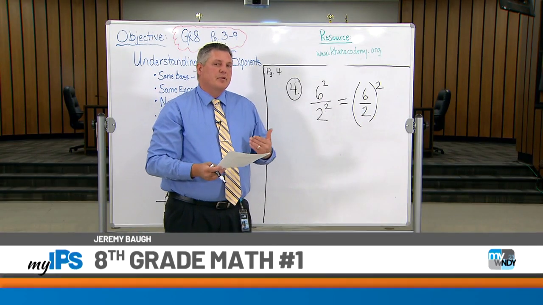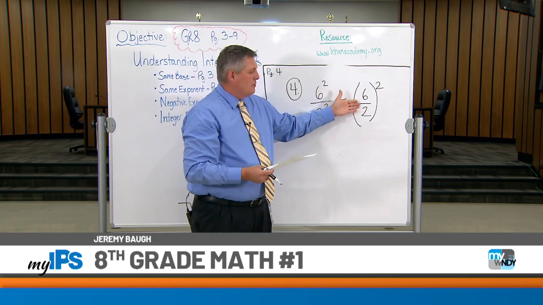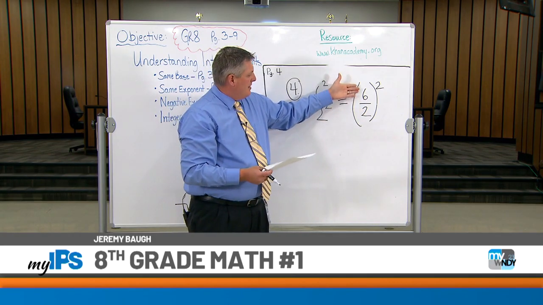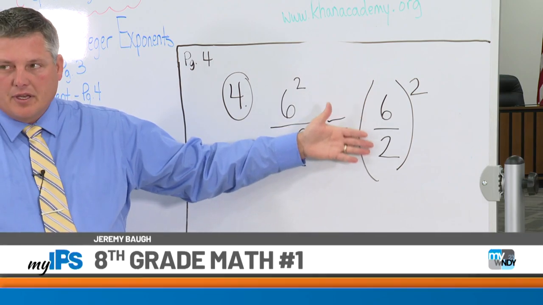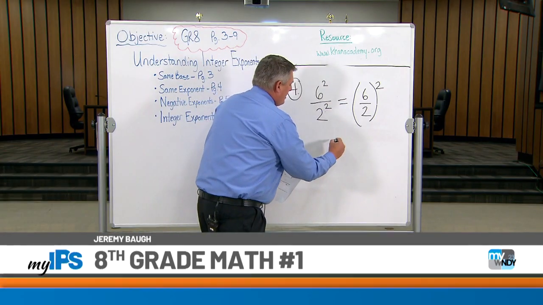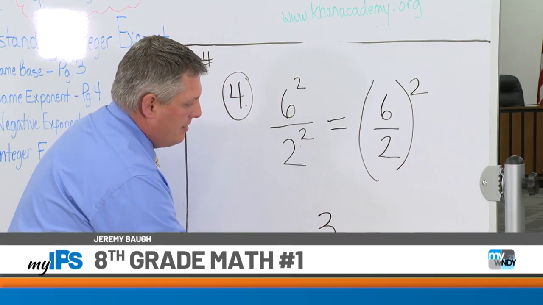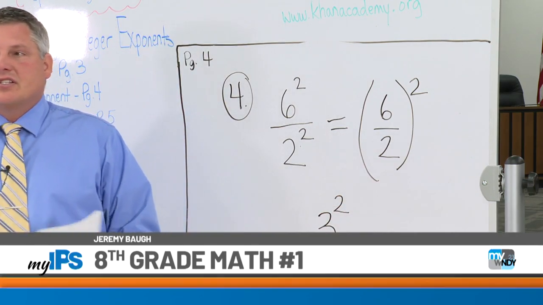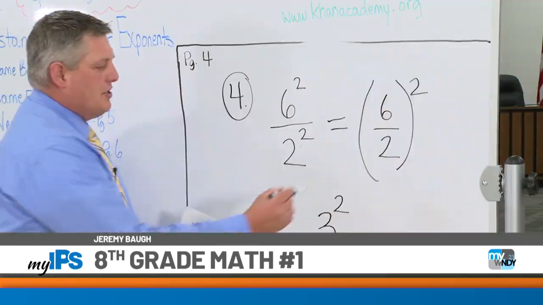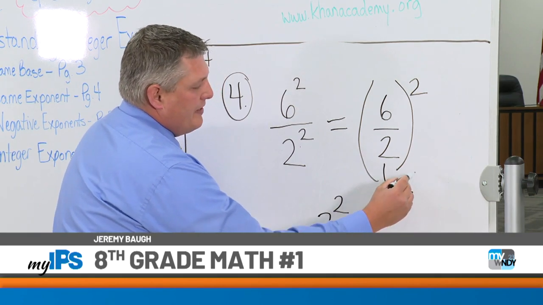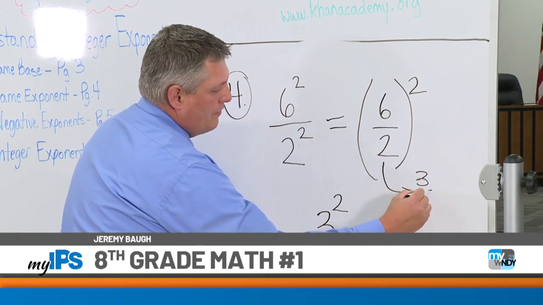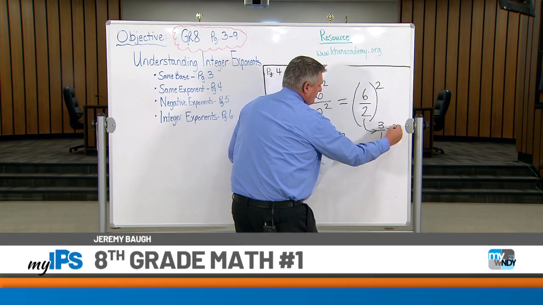But we could keep simplifying this because we know that 2 goes into 6 3 times, and that would be 3 over 1 if we did the same thing on both sides. And so we end up with 3 to the power of 2. And just in case you need to see that step visually, let me show you. That would simplify down into 3 over 1. 3 over 1 equals 3.